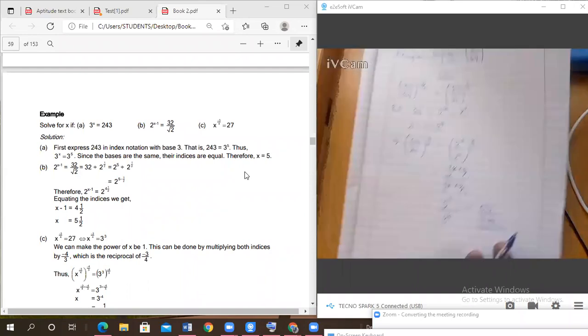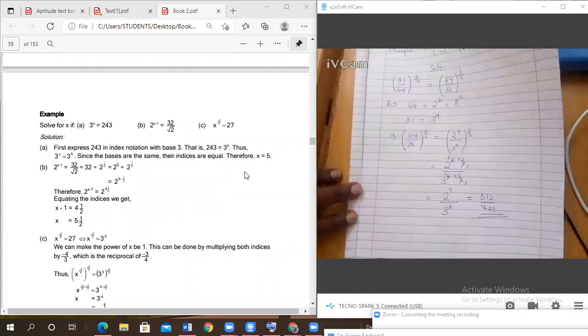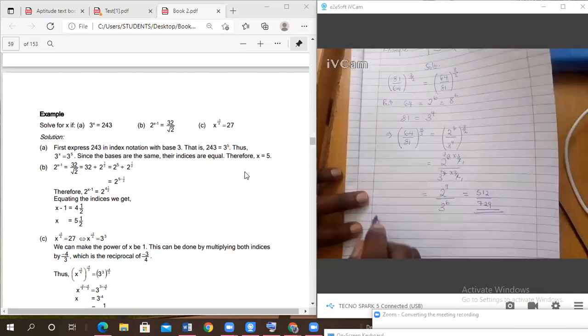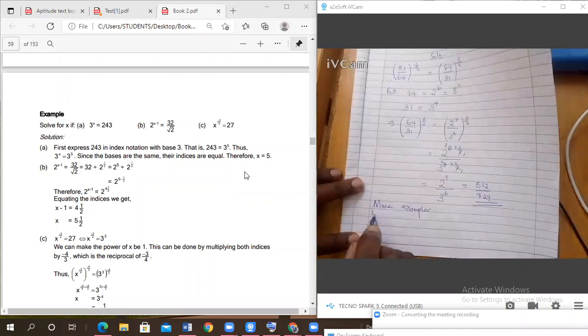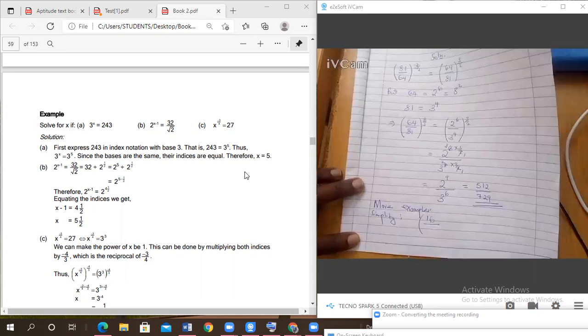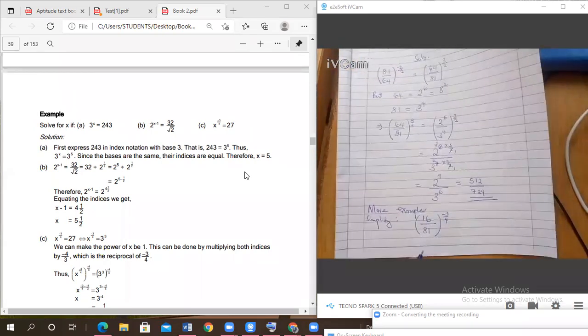The question is here. More examples. Simplify: 16 over 81 to the power negative 3 out of 4. Simplify that for me. I'm waiting for the answer, please. Work out that one.